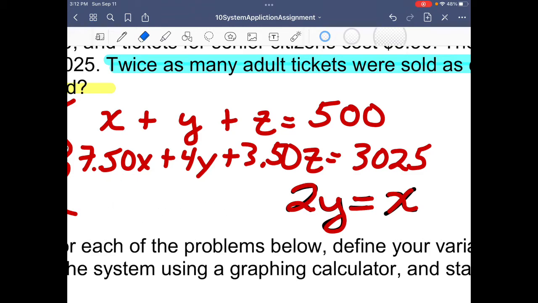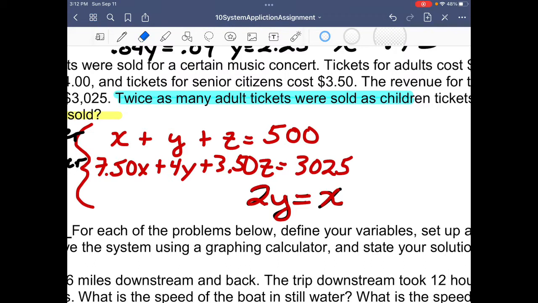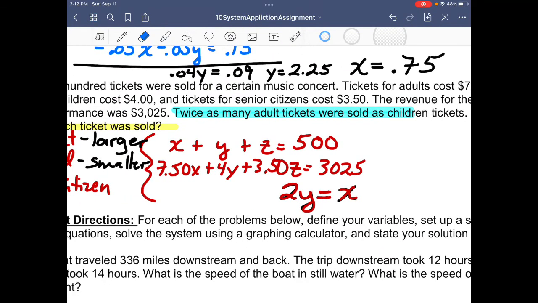Now, be careful that you interpret statements such as twice as many correctly. And again, all I really did, kids, was just think about which number was bigger and smaller.